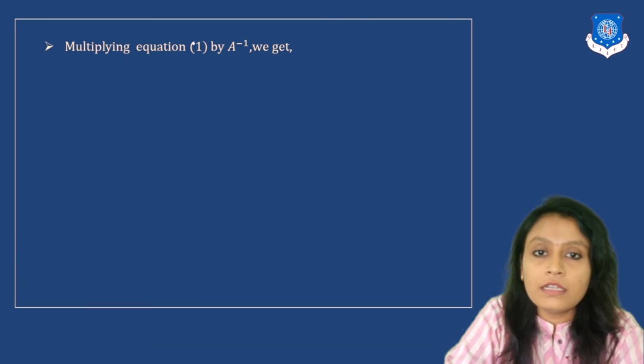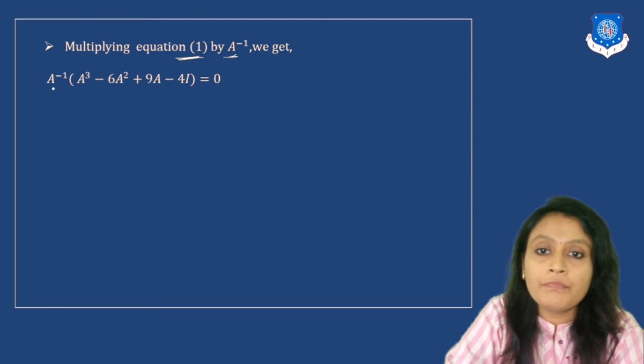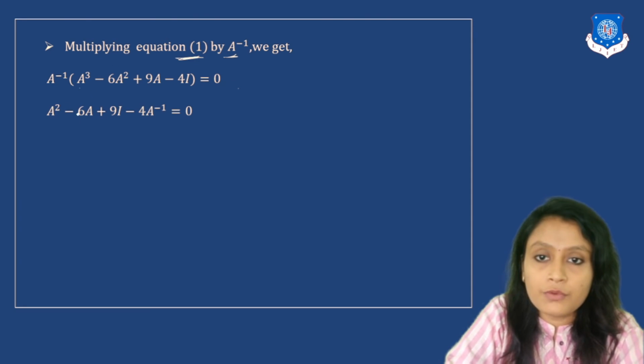Now we will find A inverse. Okay, so for that what we will do, we will multiply that equation 1 by A inverse. So you will get A inverse, that equation 1, that is A cube minus 6A square plus 9A minus 4I equal to 0. Now multiply A inverse inside. So what you will get here, A square then minus 6A plus 9I minus 4A inverse equal to 0. Okay, now make this 4A inverse as a subject. So you will get 4A inverse is equal to A square minus 6A plus 9I, right?